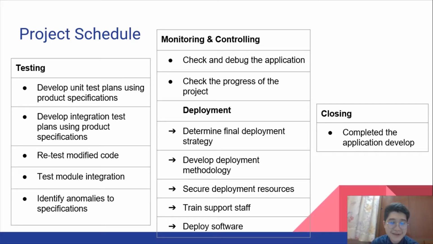Develop integration test plan using product specification. Retest modified code. Test module integration. Identify anomalies to specification. The next step is monitoring and controlling: check and rebuild the application, check the progress of the project, development, determine final development strategy.